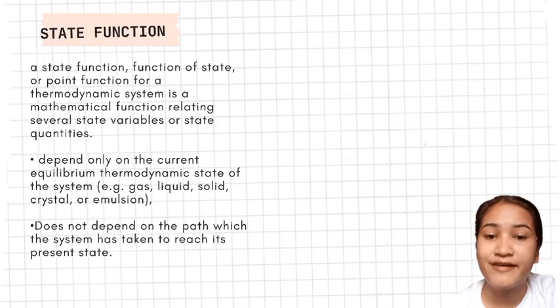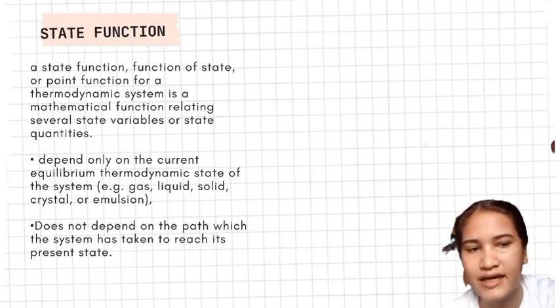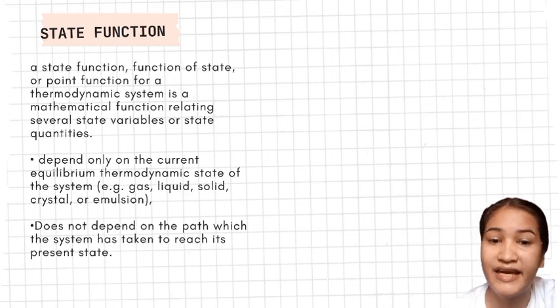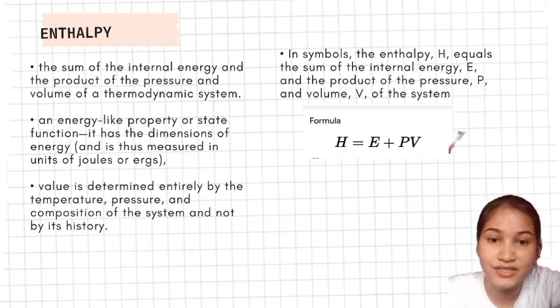So, what is a state function? In simple terms, a state function is a measurable quantity about matter as it does nothing. Examples are internal energy, entropy, and free energy. Enthalpy has the mathematical value of H is equal to E, which is the internal energy, plus PV, which is pressure multiplied by volume. Enthalpy is represented by the capital letter H.